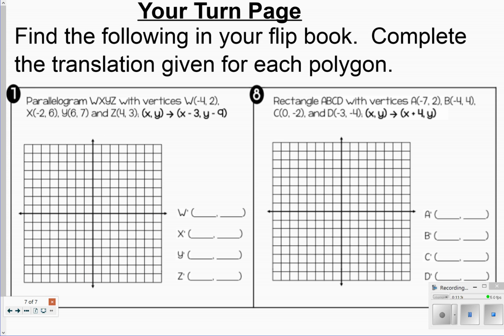Now, for the Your Turn page for your homework tonight, I want you to do numbers 7 and 8 in your flip book, completing the translation given for each polygon, and the directions are given for you.